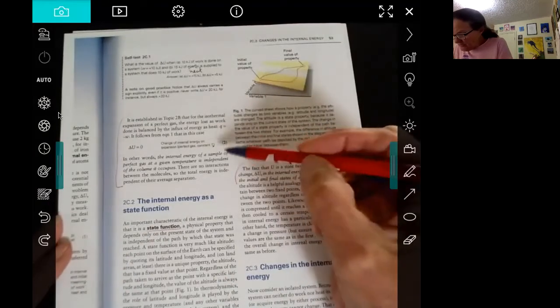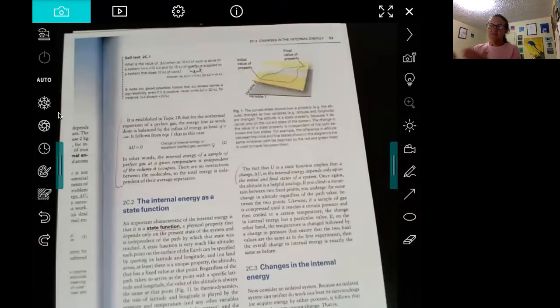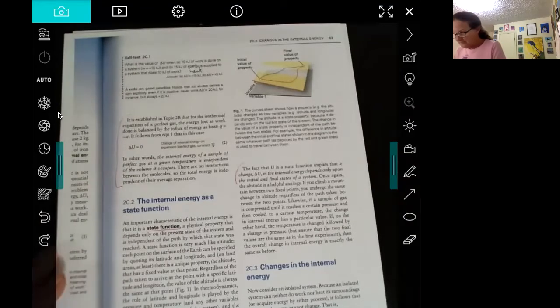So in other words, the internal energy of a sample of a perfect gas at a given temperature is independent of the volume it occupies. So particles can be close together, far apart, depending on the volume of the container, but if they're not interacting, that shouldn't change the internal energy.